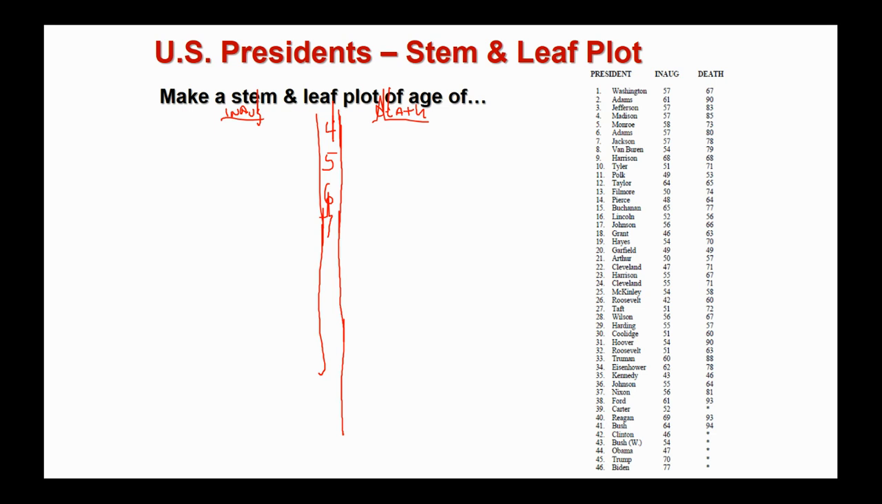But we're going to try to build this stem plot in two directions at the same time, right? Because we have some people that were inaugurated in their 40s and died in their 40s. And so they're going to go in both directions. So if we were just going to put Garfield on here, for example, I might have a 9 going this way. So I read this to the left, 49. And if I put a 9 on this side, I read this to the right, 49. So age at inauguration is going to go this way.